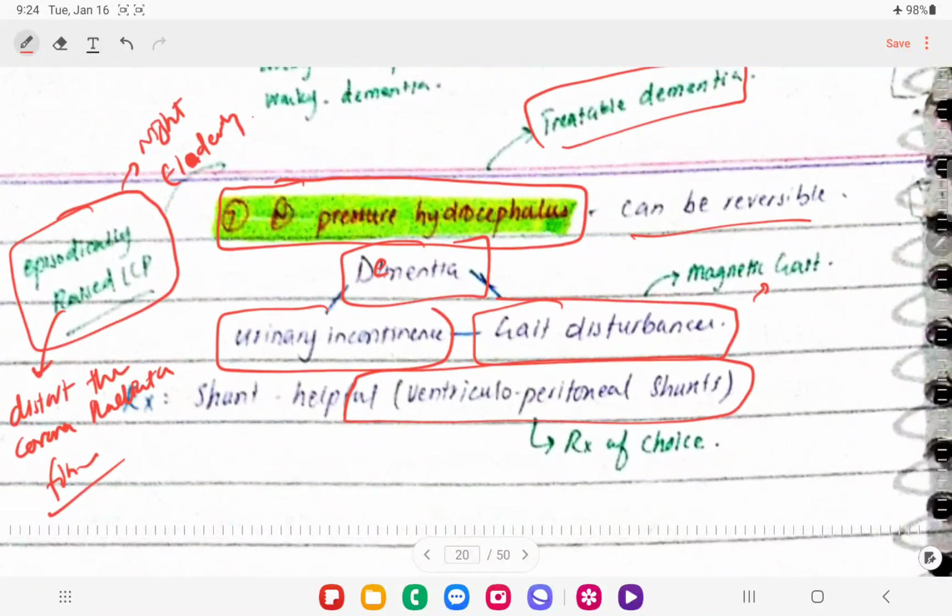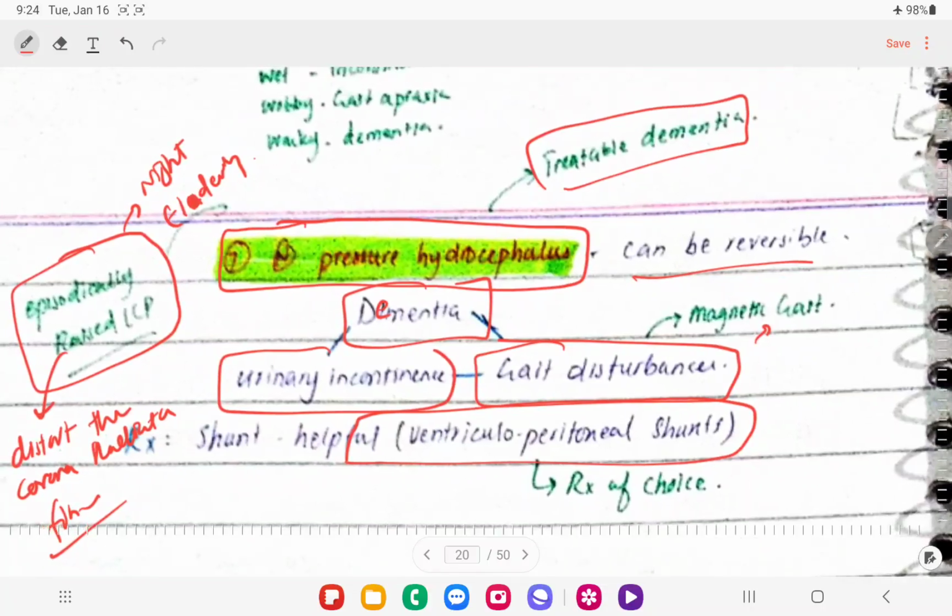So if the patient presents with dementia, myoclonus, and vertical gaze palsy, we are going to think the patient is having vCJD, or CJD, Creutzfeldt-Jakob disease. If the patient is having dementia, urinary incontinence, and gait disturbances, we are going to think the patient is having normal pressure hydrocephalus. So I think that's enough for today.